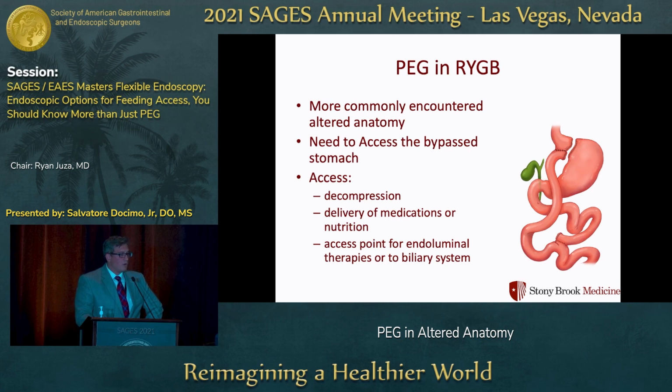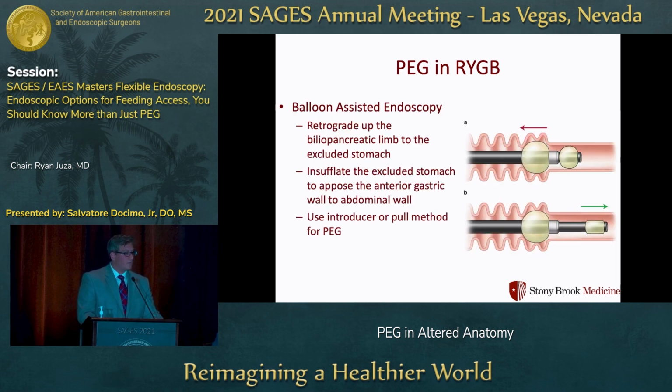One of the most commonly altered anatomies, which most of us will probably encounter nowadays, is a Roux-en-Y gastric bypass. Sometimes there's a need to actually access that bypassed stomach. Why? Maybe for decompression, delivery of medications, and as an access point to the biliary system. So what are your options in this situation? One of the more common ones is a balloon-assisted endoscopy.